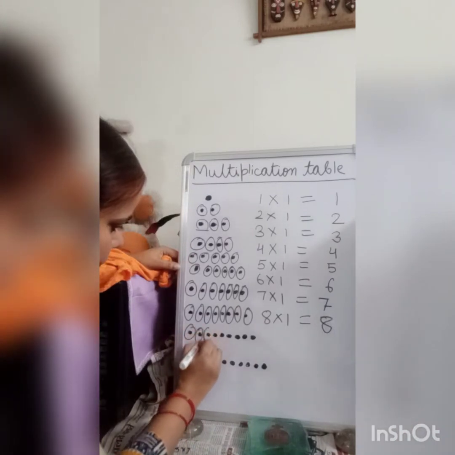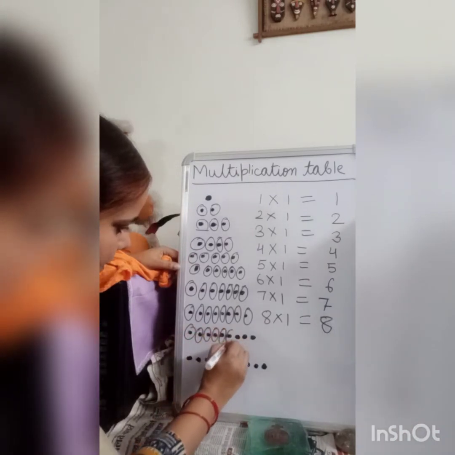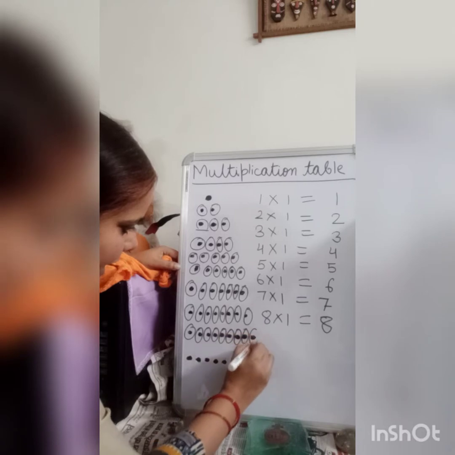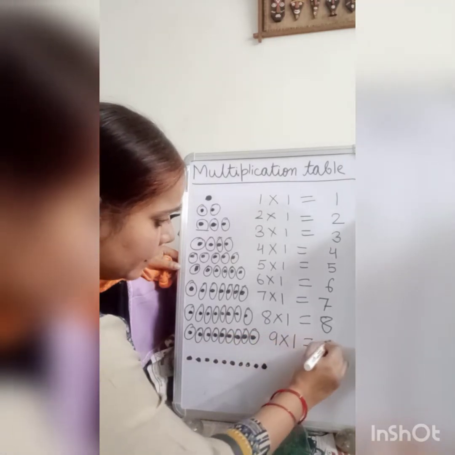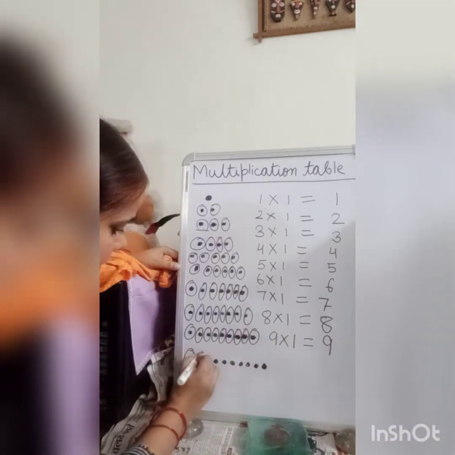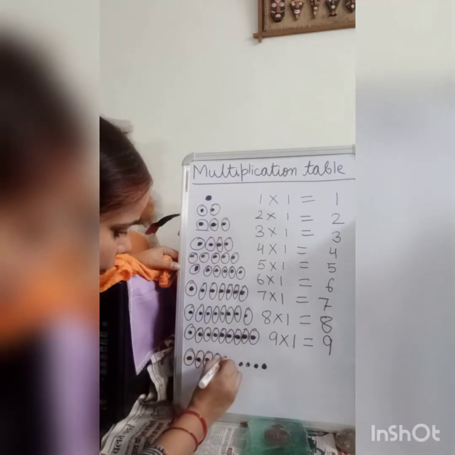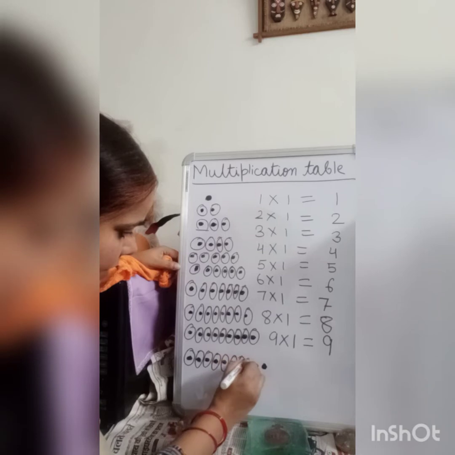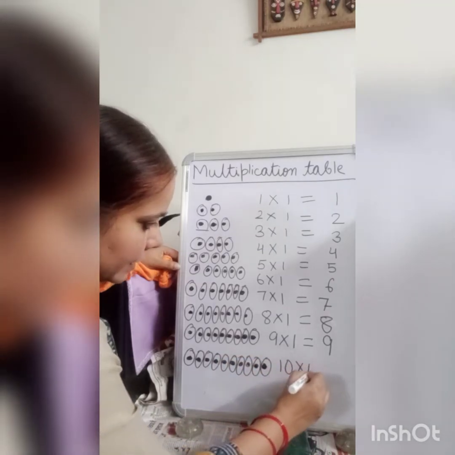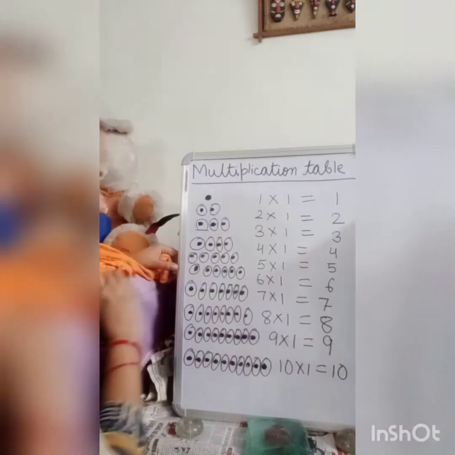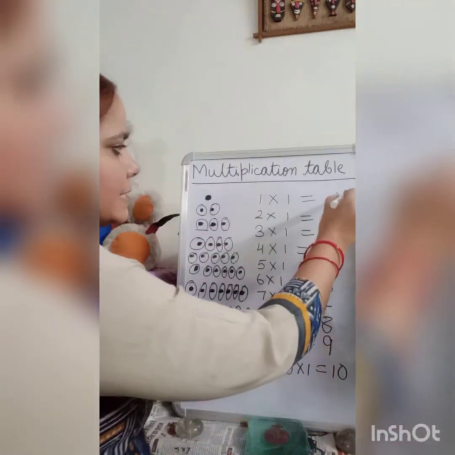1, 2, 3, 4, 5, 6, 7, 8 and 9. 9 groups of one thing is equal to 9. And in the same way, 1, 2, 3, 4, 5, 6, 7, 8, 9 and 10. 10 groups of one thing is equal to 10. Got it children?